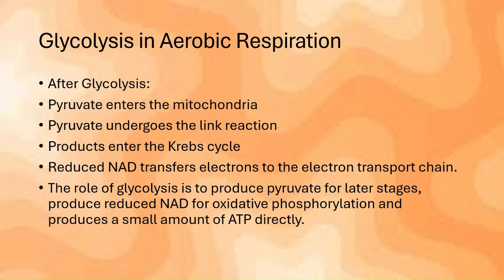The role of glycolysis really is to produce pyruvate for later stages, produce reduced NAD for oxidative phosphorylation, and also produce a small amount of ATP directly. So if you want a more detailed video on the link reaction and Krebs cycle, it's already in topic 5, so do go back to that if you want to.